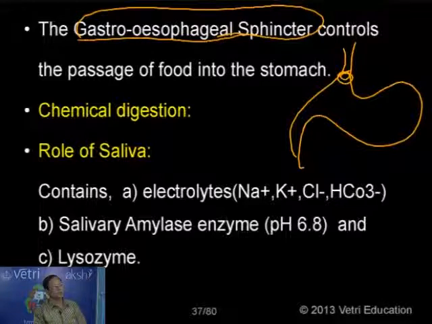Gastroesophageal sphincter. As the esophagus enters into the cardiac stomach, the sphincter is also called the cardiac sphincter, and it is the one which regulates the flow of food from the esophagus into the stomach. That is the name of the sphincter, regulating. So wherever you have a sphincter, it is always concerned with the regulation and passage of substances from one organ to another or from the organ to the exterior.